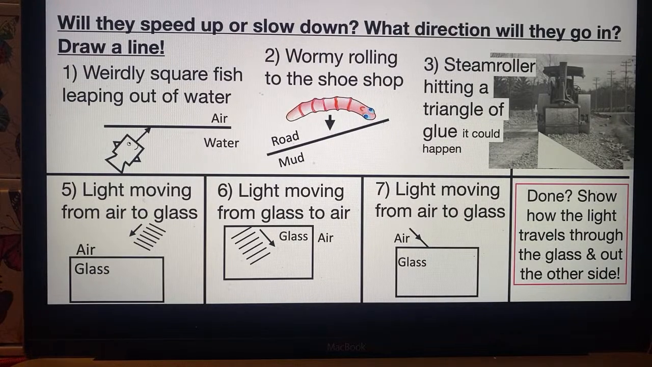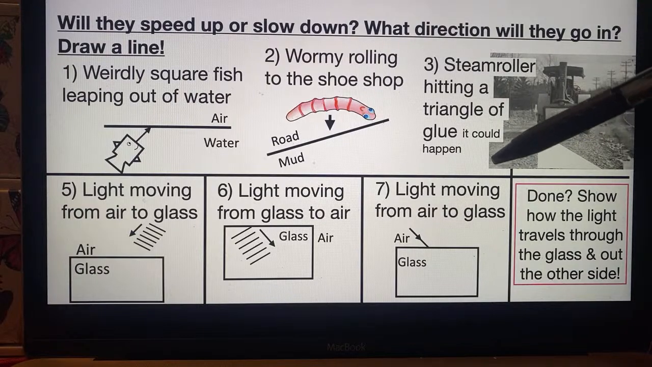Number 7, light moving from air to glass. So this time the light ray is going from the top left through the air and then hitting the glass, which is in the bottom right at horizontal. Which way is that going to bend? And if you've done that all, can you show how light travels through the glass now at the other side?